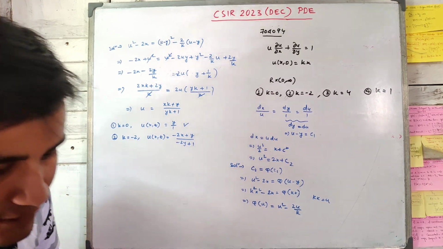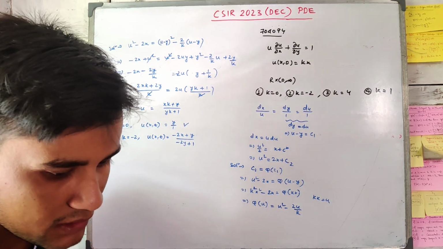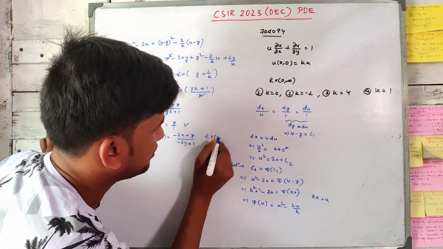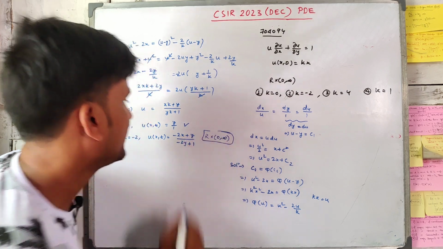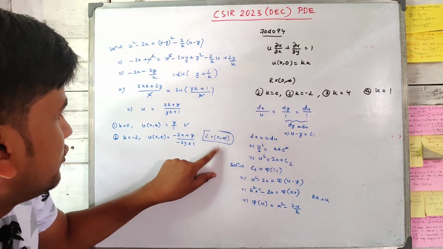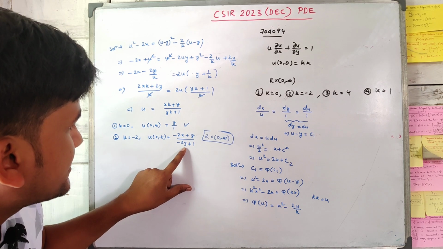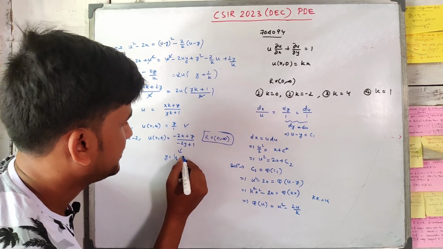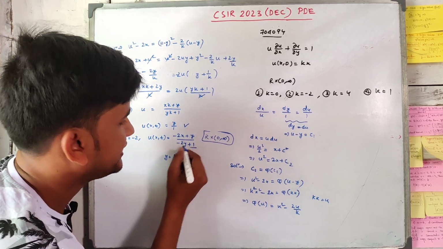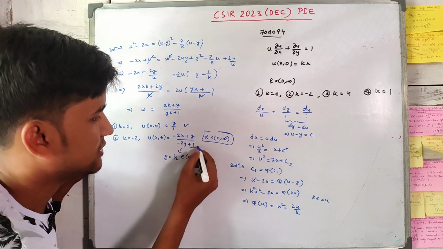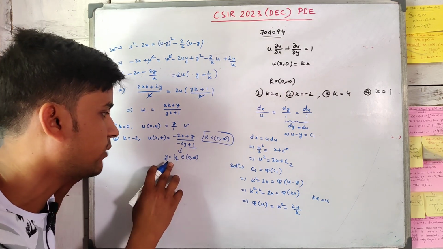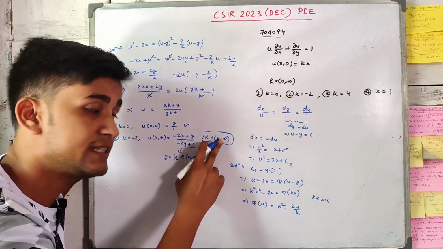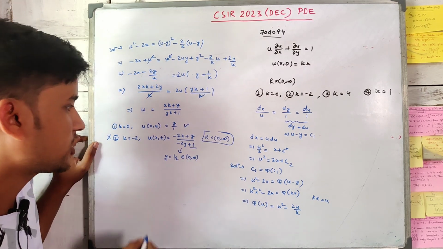Okay, and the interval is given as defined on (0, infinity). So the solution must be defined in this region. But here I should take y equal to half. If we take y equal to half, then this belongs to 0 to infinity and this becomes infinity, because the denominator term goes to 0 if we take y equal to half. Since half belongs to this interval and we have to define the solution in this interval, that means this option is not true.